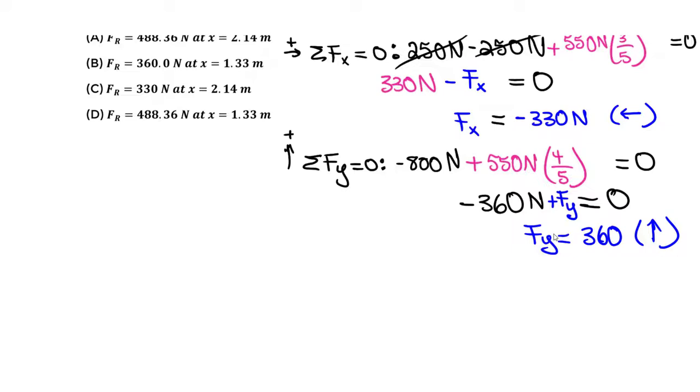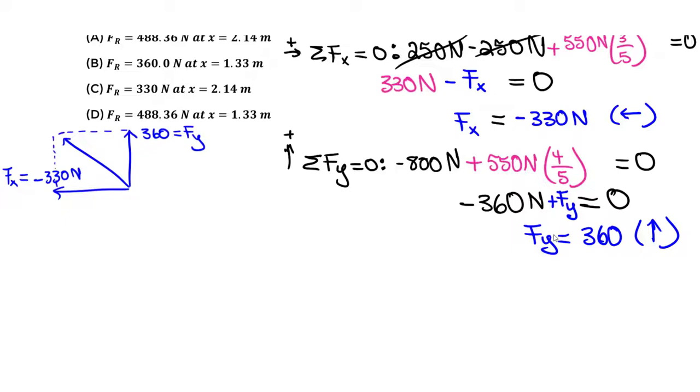And to get the resultant, all you do is the Pythagorean theorem. So what this says is if you draw a triangle, you have the one in the x, it's negative, so it goes to the left in x. So this is going to be the negative 330 newtons. Then you have the one that goes up in the y. That's going to be 360. And note, this is your Fy. This is your Fx. And now the resultant would be something like that. You just do a parallelogram here, which is essentially a rectangle in this case.